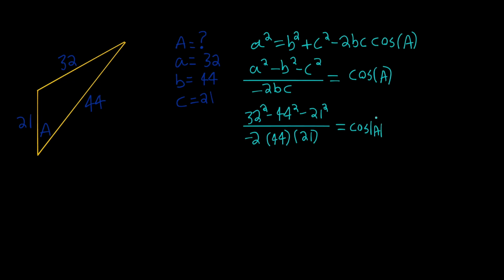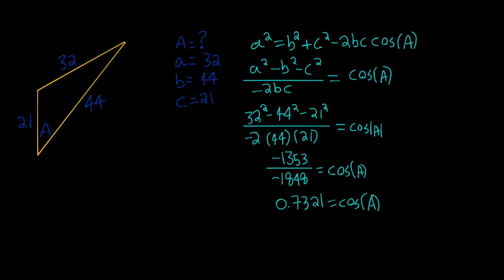So plugging everything into my calculator, what I get there up top is negative 1353, and that's going to be divided by 2 times 44 times 21, negative 1848 as the cosine of A. So if I divide those two numbers, I'm going to get 0.7321 as being the cosine of A. I take the inverse cosine of both sides, and that gets me 43 degrees is equal to the angle A.